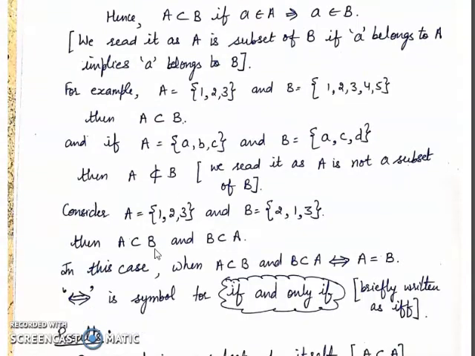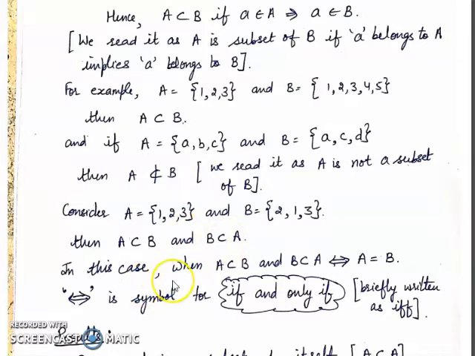Now consider one more example. Consider set A contains elements 1, 2, 3 and set B contains elements 2, 1, 3. Then it means every element of A is in B, so A is a subset of B. And if we see, every element of B is also in A, so it means B is also a subset of A. A is a subset of B as well as B is a subset of A.